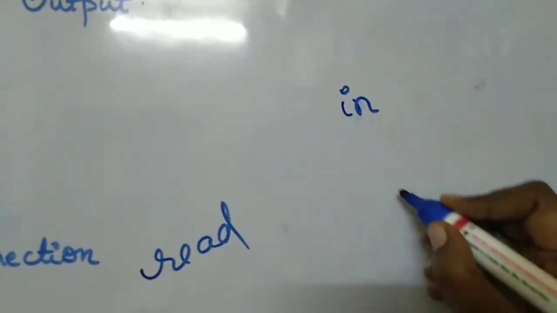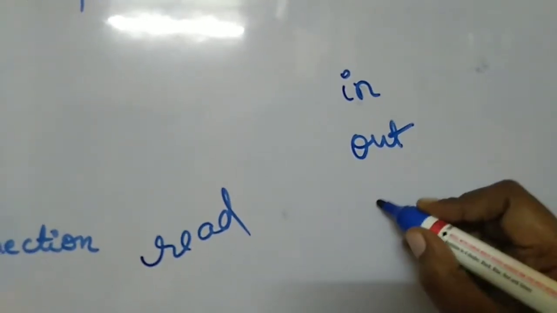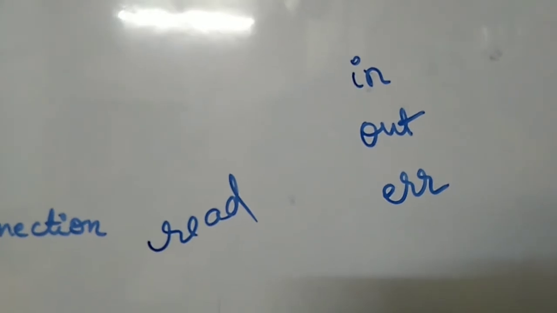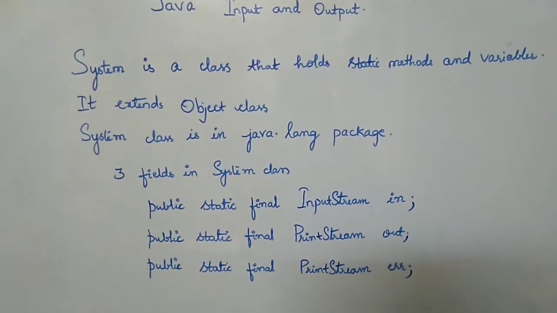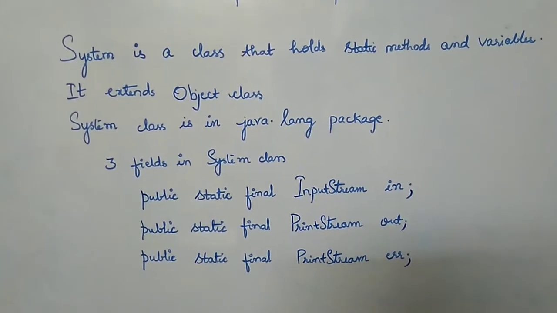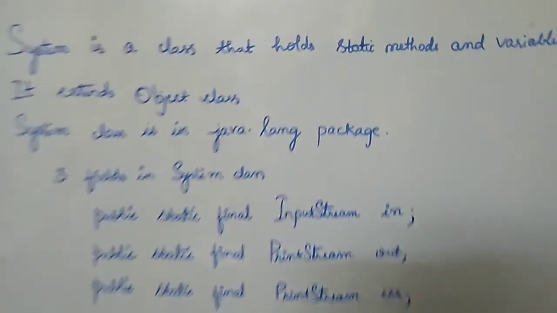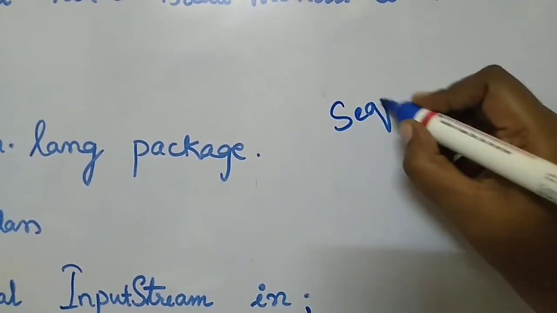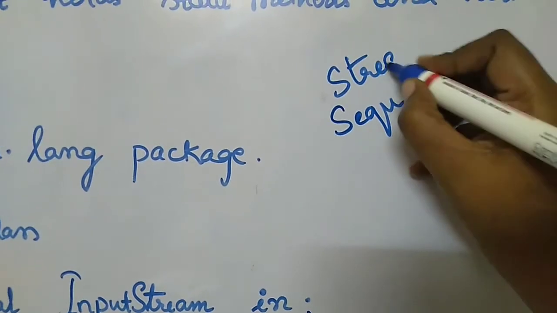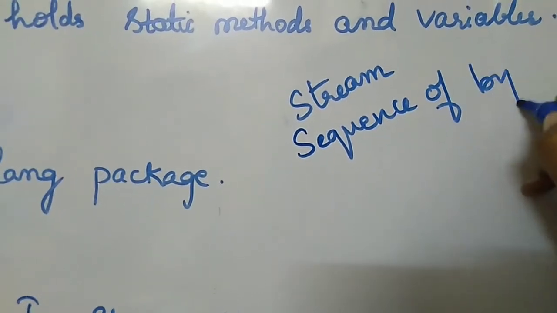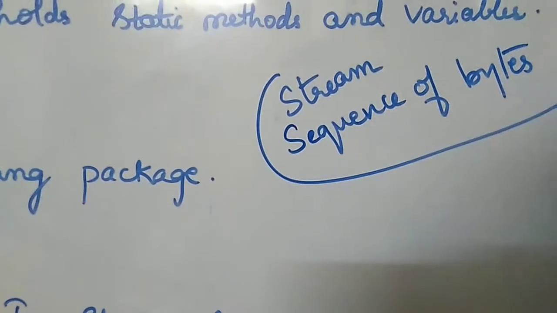The first one is the input stream, the second one is the output stream, and the third is the ERR stream. We'll take a look at what these streams are all about. All the sources and destinations that we have seen so far are handled by streams. What is meant by a stream? A stream is nothing but a sequence of data. You can understand a stream to be a sequence of bytes.